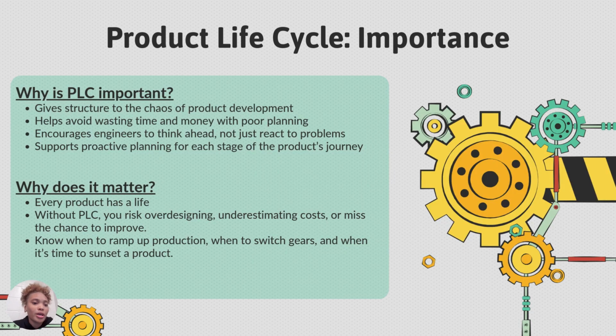But why is this important? Product lifecycle gives structure to the chaos of product development. It helps avoid wasting time and money with poor planning, and it helps us to think ahead and support proactive planning. But why does that matter? It's because every product has a life, and without PLC, you risk over designing, underestimating costs, or missing the chance to improve.